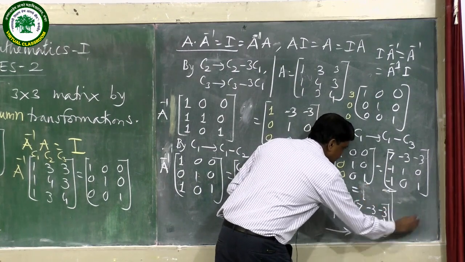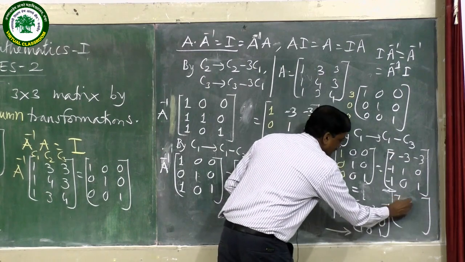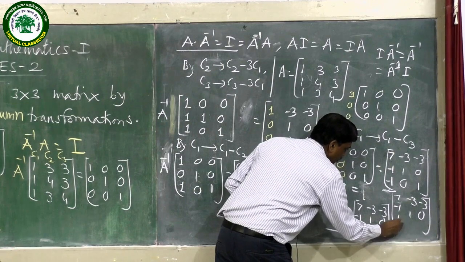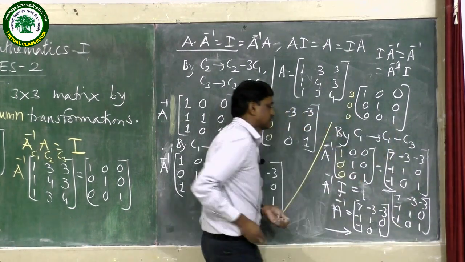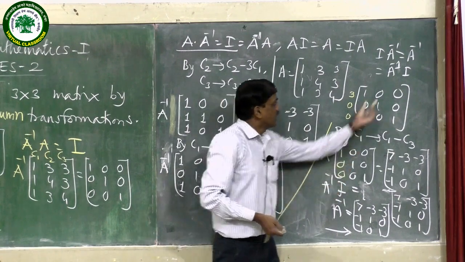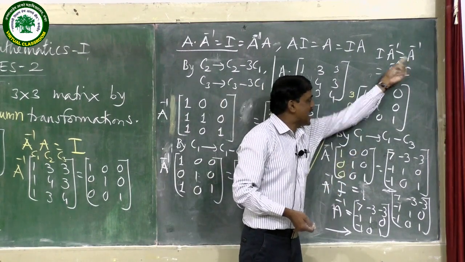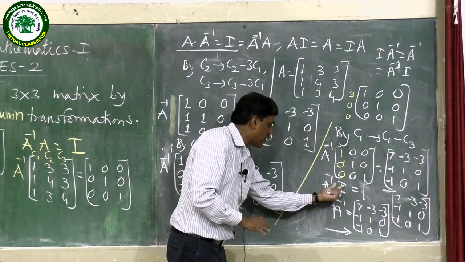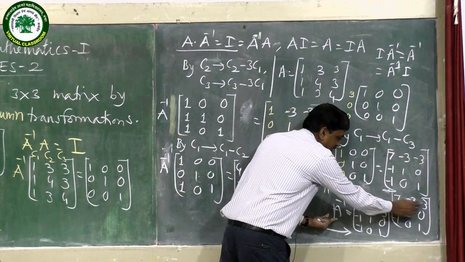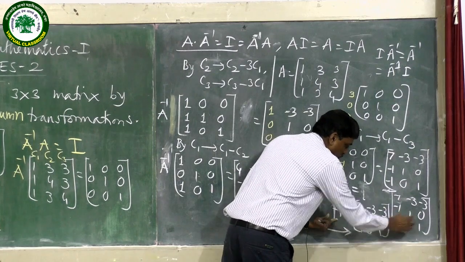A inverse into I is equal to same matrix 7, minus 3, minus 3, minus 1, 1, 0, minus 1, 0, 1. A inverse into I, it is A inverse. So A inverse into I, it is A inverse. So A inverse is equal to this matrix 7, minus 3, minus 3, minus 1, 1, 0, minus 1, 0, 1.